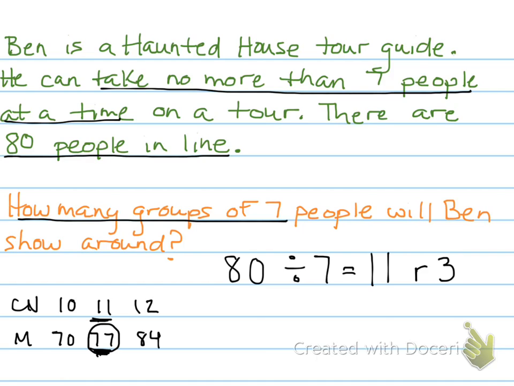But let's look back at the question to figure out how we can interpret that remainder. How many groups of 7 people? Well, he will only have 11 groups of 7 people. 3 people will kind of be left out, I guess. But to answer this question, how many groups of 7 people? 11 groups of 7 people.